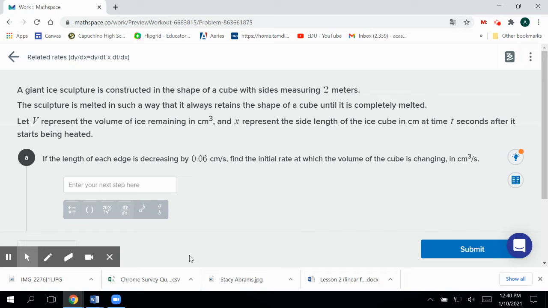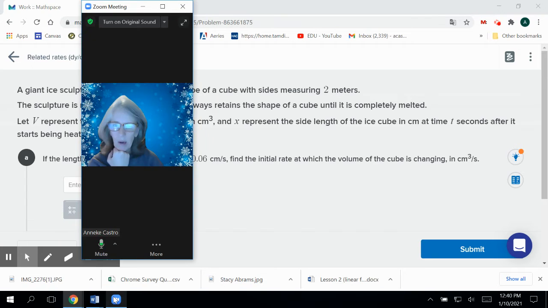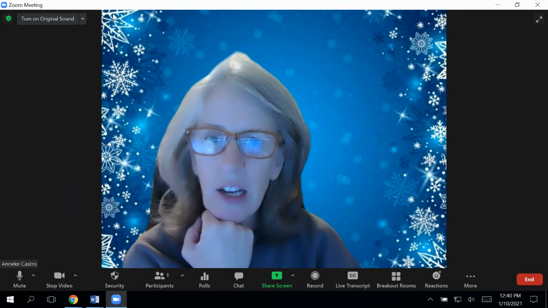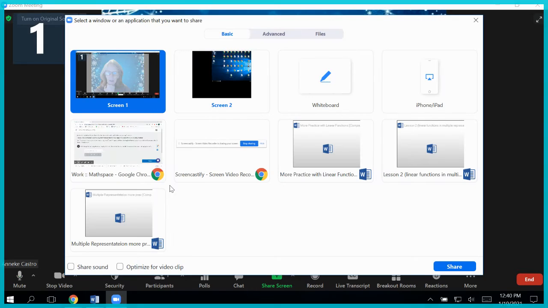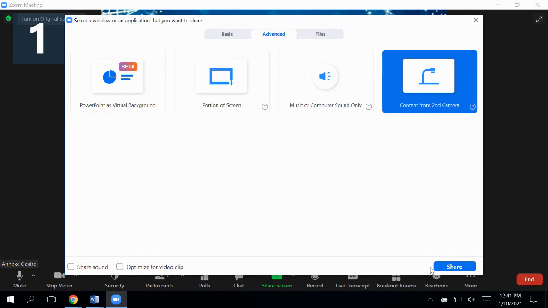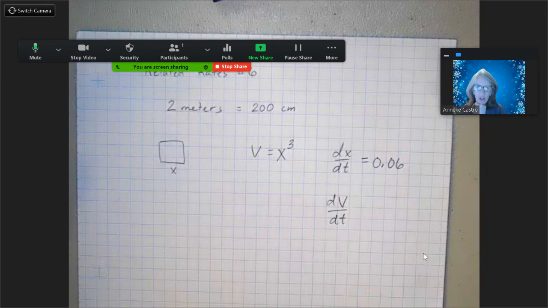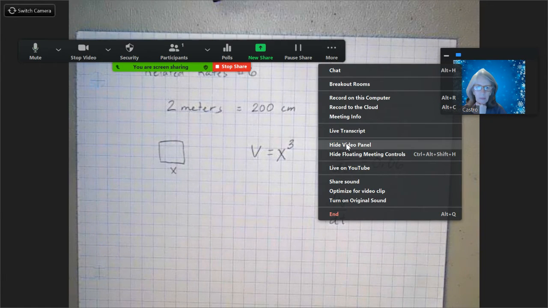Okay, so I've written down all my information on a piece of paper. So now I'm going to see if I can share that with you. And hopefully this all goes well. So I'm now sharing my doc camera.